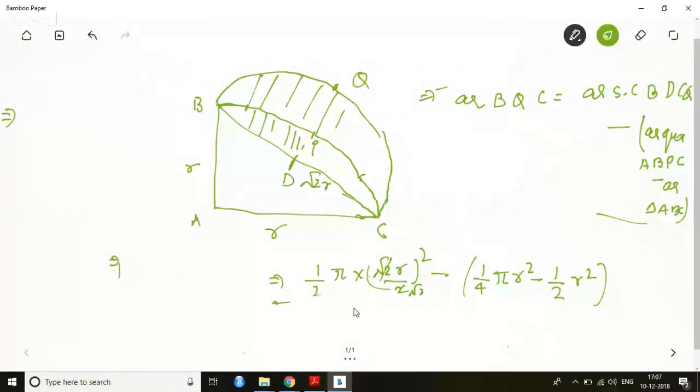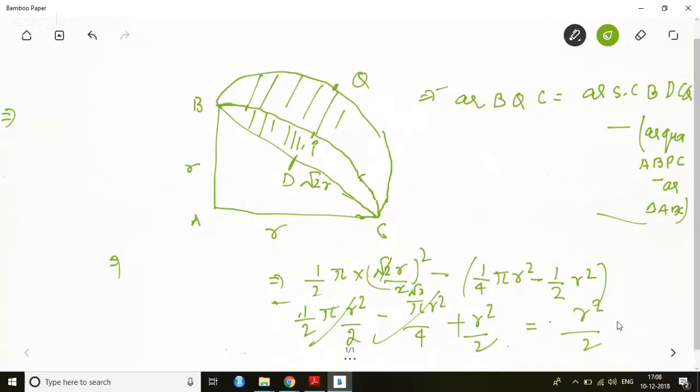So this becomes 1 by 2 pi, R by root 2 square is R square by 2, minus pi R square by 4 plus R square by 2, and this is gone, so you get only R square by 2. So how much R has been given? 14. So 196 by 2, that is equal to 98. That's the answer.